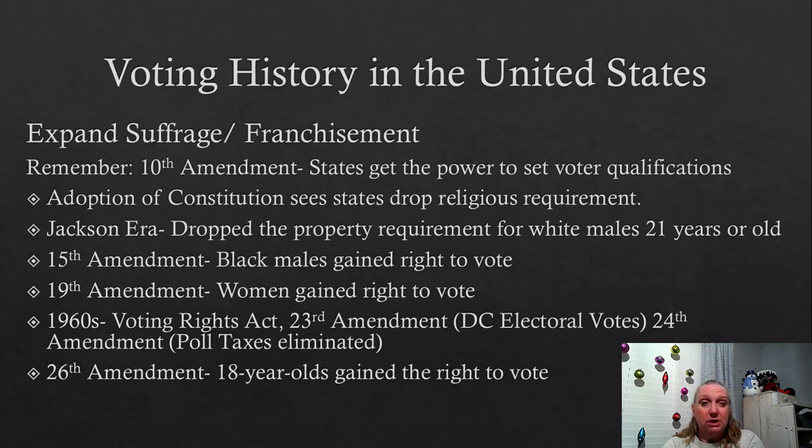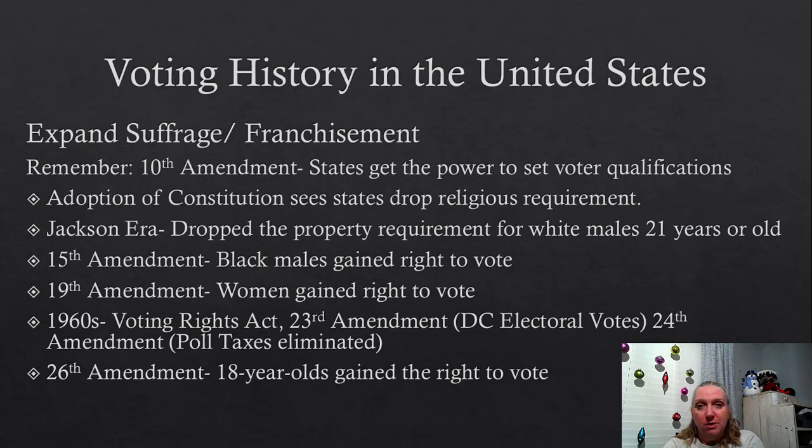First and foremost, the adoption of the Constitution sees states drop a religious requirement. There were many states during the colonial era that said you had to belong to a certain religion to be able to vote. This was very popular in the Puritan areas of Massachusetts. During the 1830s, during the Jackson administration, the requirement to own property was dropped. So now we were at just having to be a white male 21 years of age or older.